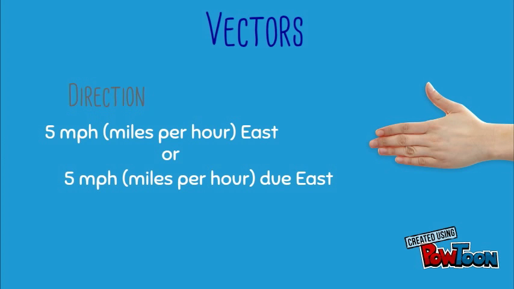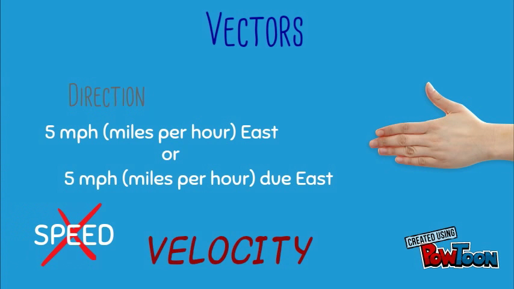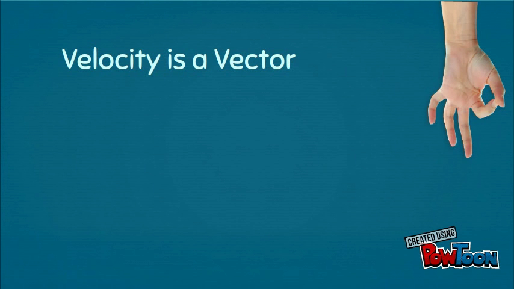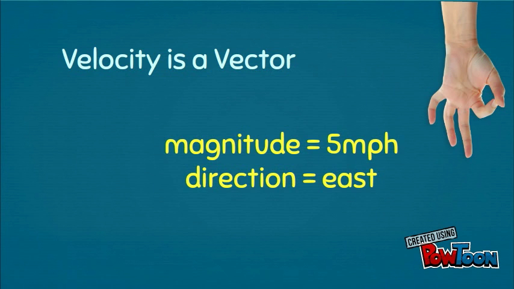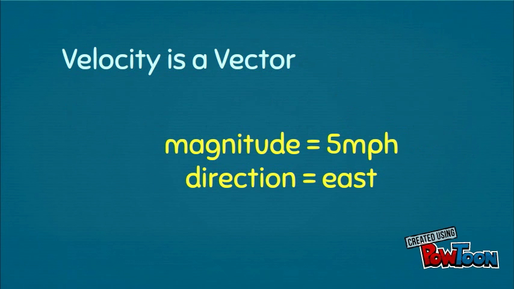For example, one might say it is moving 5 miles east, or they might say it is moving 5 miles due east. So now this combined 5 miles due east is a vector quantity. We don't call it speed anymore, we call it velocity. So velocity is a vector because we're specifying the magnitude, 5 miles per hour, and the direction, east.